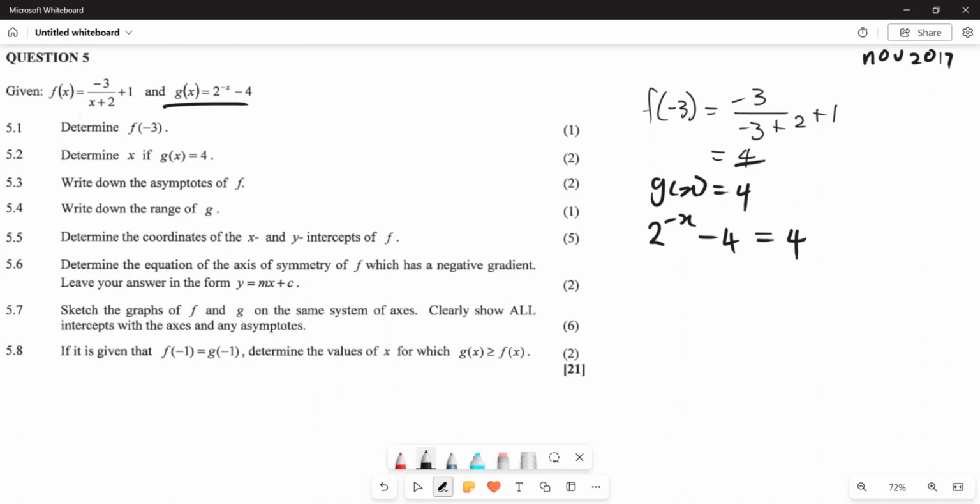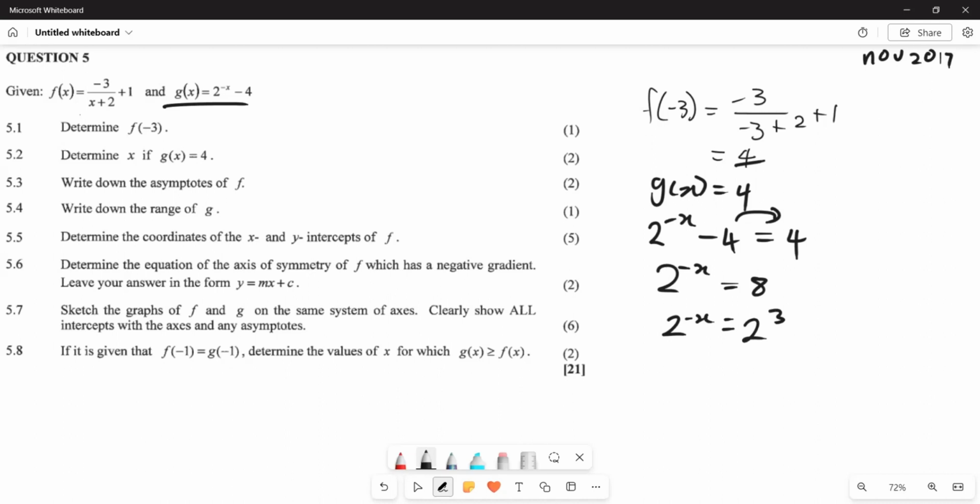For us to solve this type of question, we are going to group the like terms first. This is going to be 2 to the power of -x. When you take the 4 to this side, you are going to have 8, because this is 4 plus 4, which is 8. And 8 in terms of 2 is 2 to the power of -x equals 8 in terms of 2, which is 2 cubed.